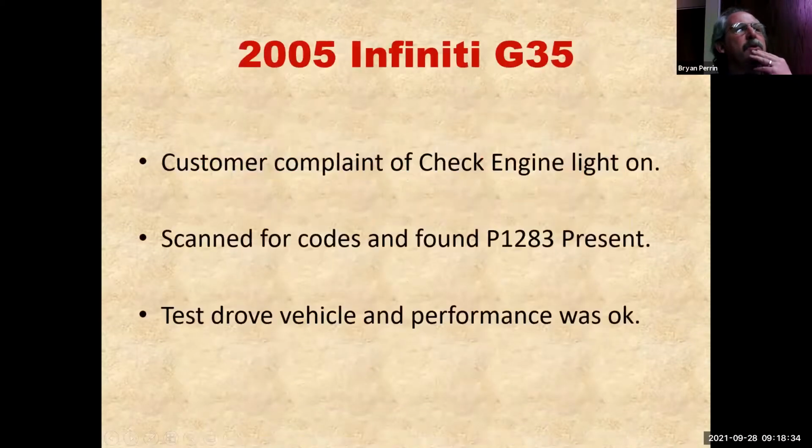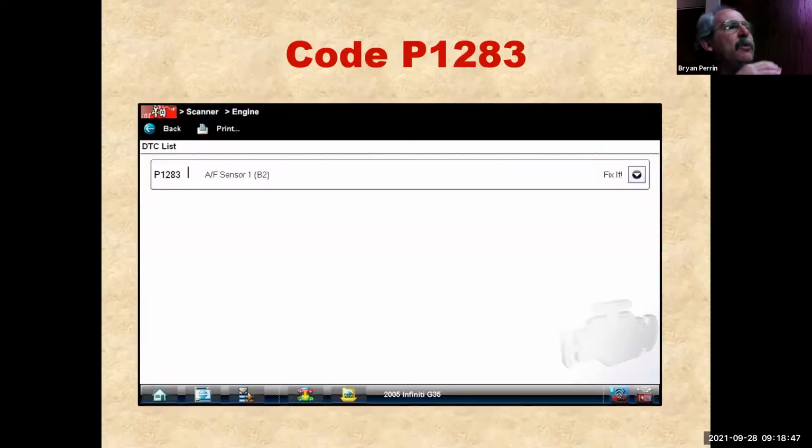So this one here is a 2005 Infiniti G35. Customer complained of the check engine light on, scanned for codes and found a P1283 present. I test drove the vehicle and the performance was okay. So my P1283 code is for the air fuel ratio sensor on bank 1. This is all the scan tool tells you. That's not a lot of information.